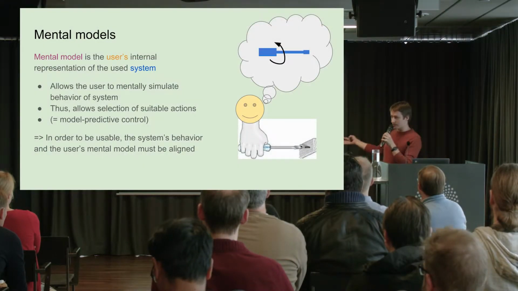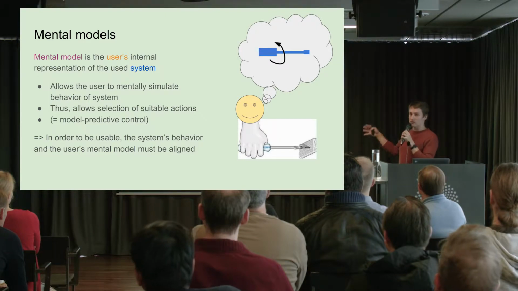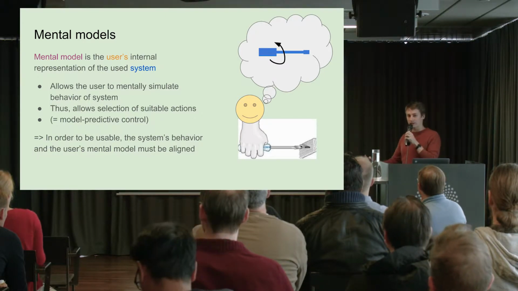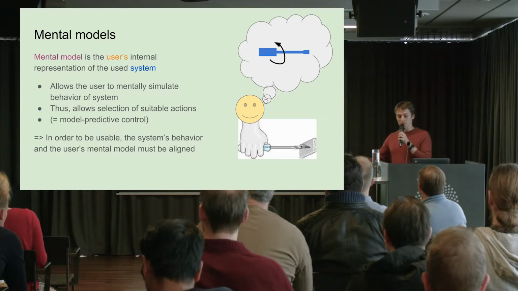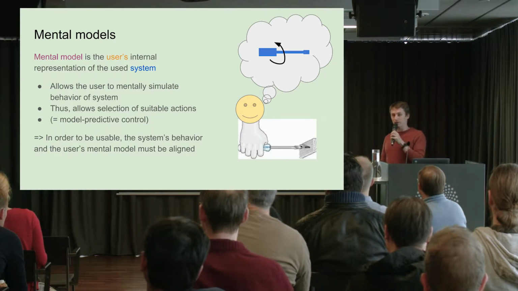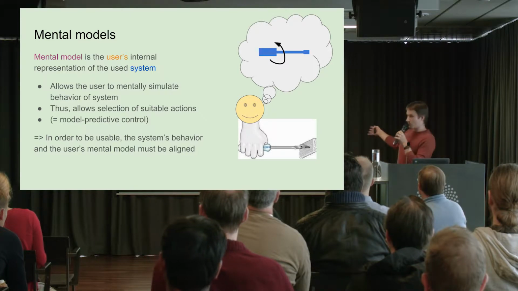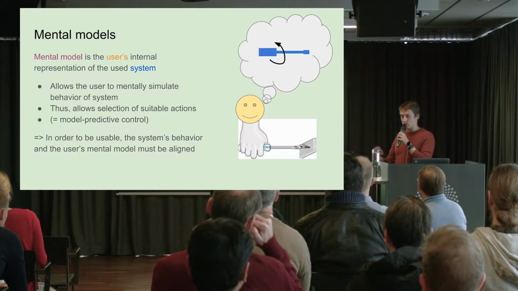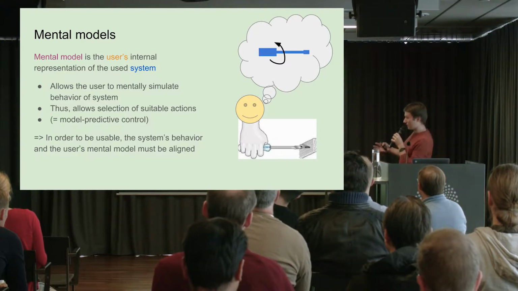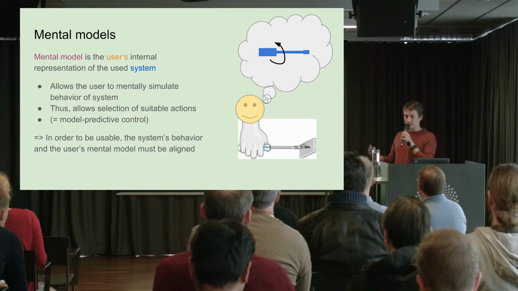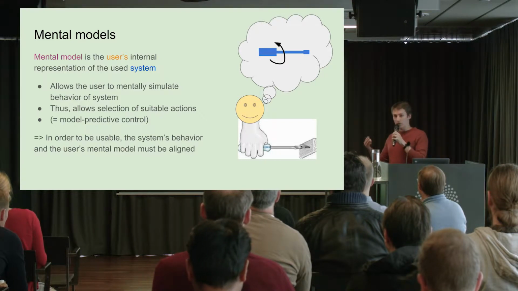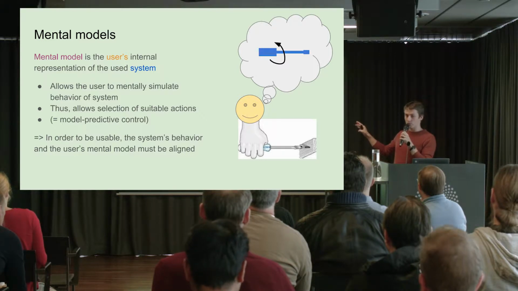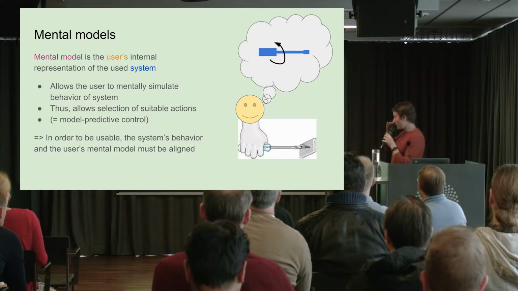And why do we have these mental models? They allow us to use these complex systems, because we can use these mental models to predict what's going to happen if we do this or that with the system. For example, with a screwdriver, we can have a mental model that if I turn it right, then the screw will also turn right. Then I can use that mental model for deciding what to do in order to achieve the goal I want to achieve. This is kind of model predictive control, if you know that term.